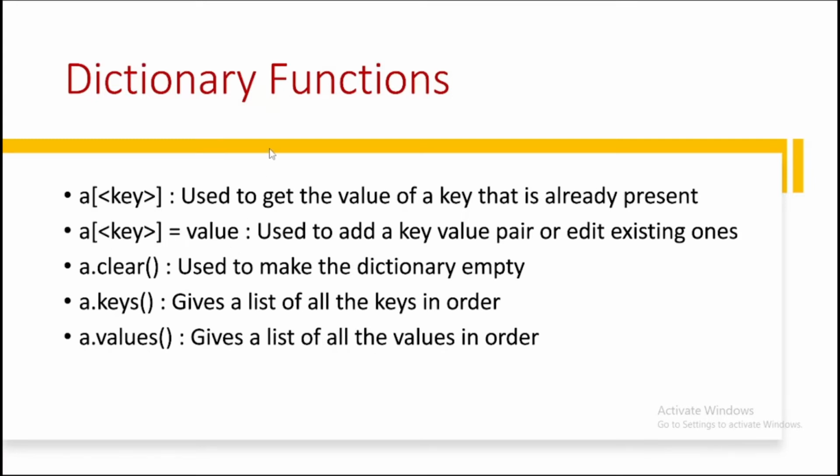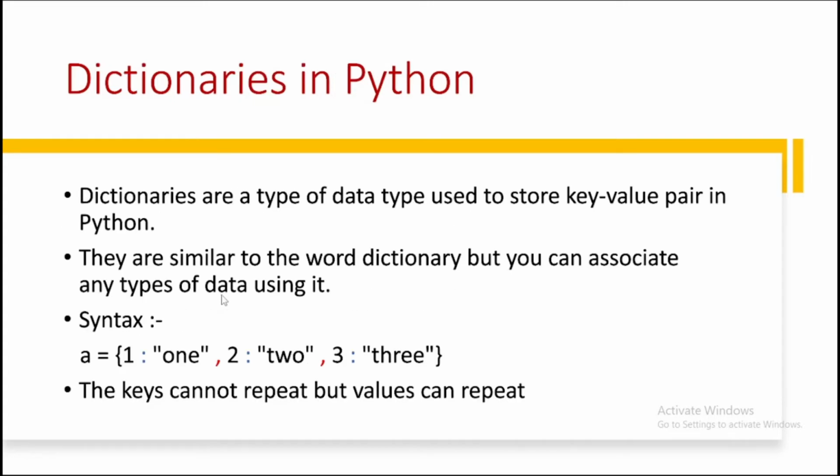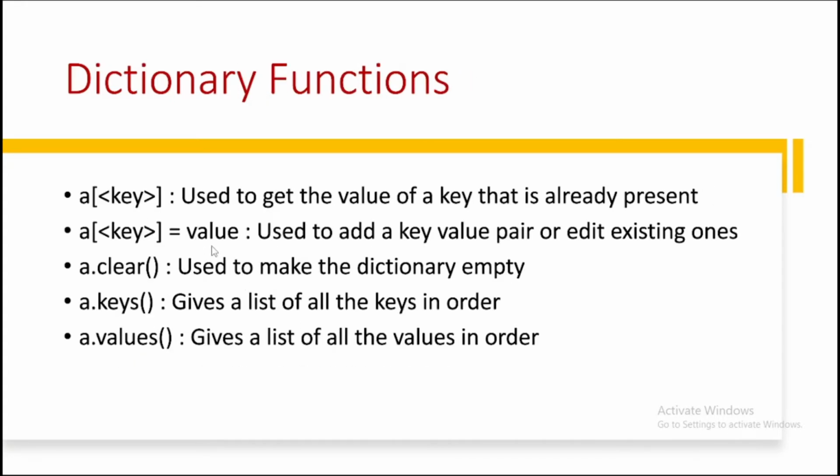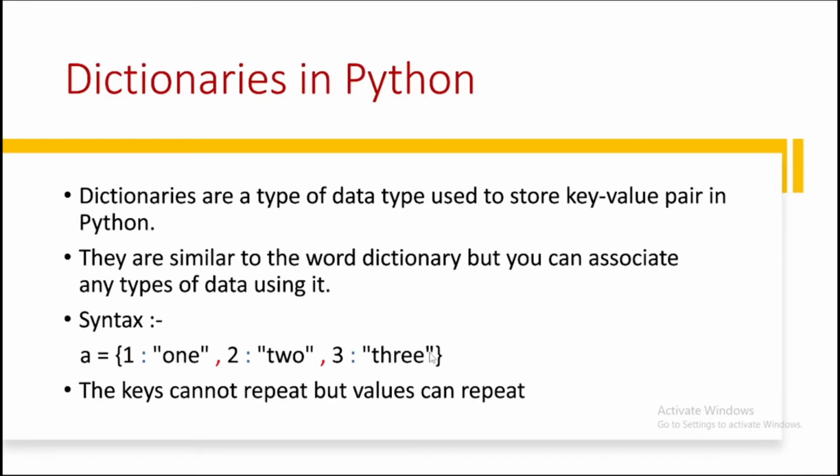And here you can see that a of key is equal to value. This is used to add any more values, or if you want to edit something. So if we give a of 2 is equal to the word FOUR, then it will change, and instead of TWO it will become FOUR. But if something is not already there, you can give a of 4 is equal to FOUR. It will automatically be updated over here.